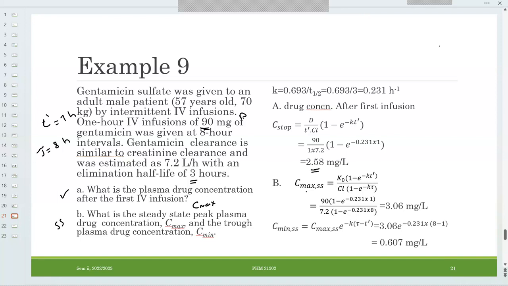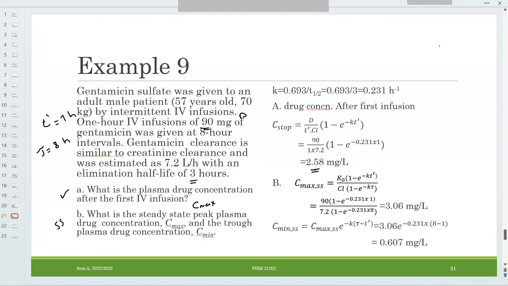Okay, now we want to calculate Cmax or C stop at steady state and Cmin. Then we use the steady state equation, and we use the form that is suitable for the data we have here. So we have a dose every 1 hour, 90 milligram per hour infusion, so it is equal to K0. You can use directly this form, K0 divided by clearance, that we have here in our equation.